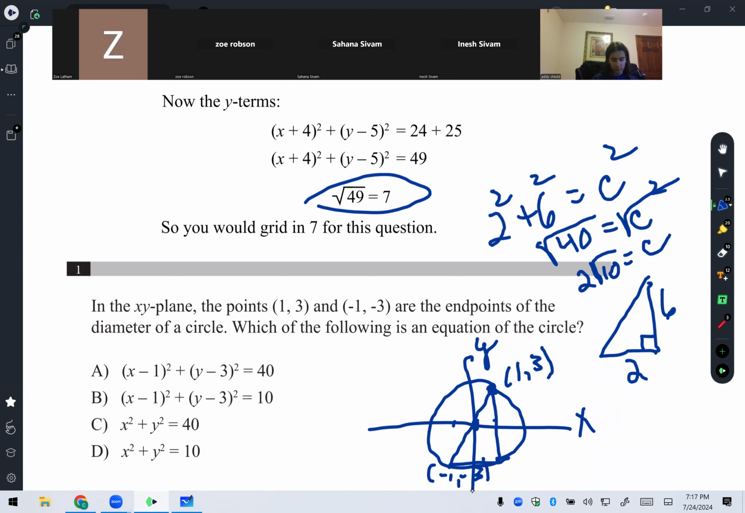You could always use the distance formula too, if you prefer. I know if you like the distance formula, but I like to see it. So then we're gonna divide by 2 because that's the whole diameter, remember, be careful. So the radius is just the square root of 10. And the center's at 0, 0. So it's beginning to look a lot like D.